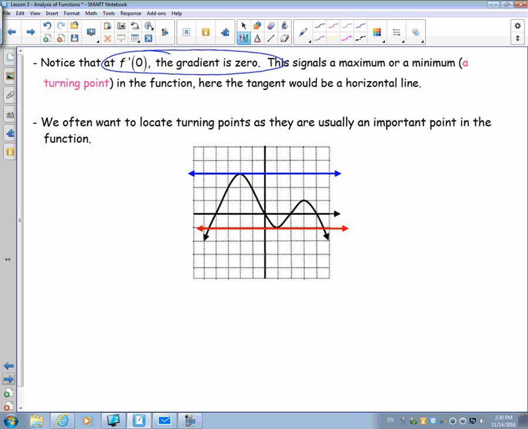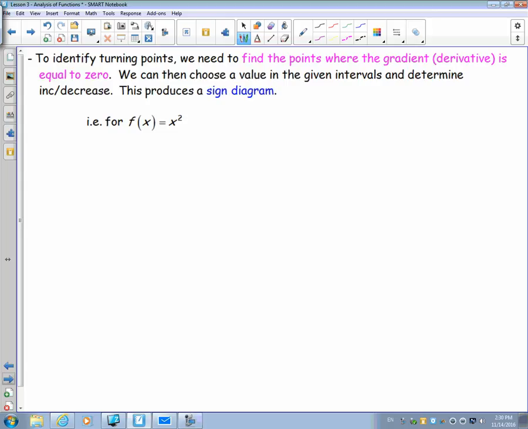Okay. Knowing that, we can use what happens on either side to figure out if our function is increasing or decreasing. So to identify turning points, take your derivative, figure out where it equals 0, and then choose a value in each interval to determine if it's increasing or decreasing.